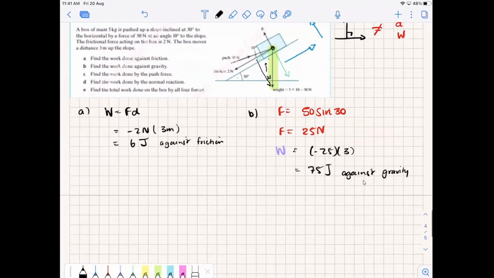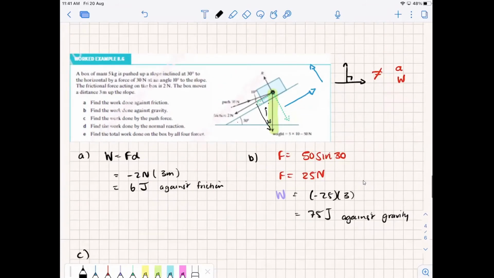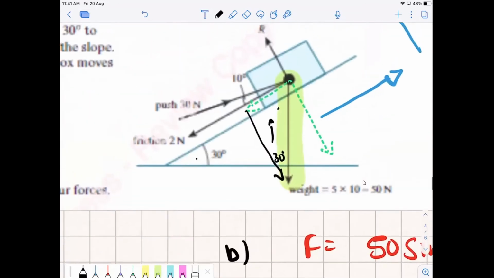All right, let's have a look at C. Find the work done by the push force. Okay, so Toya, where's the push force? I'll even zoom in for you over there. You see the push force, right? It's this guy here, isn't it? It's at an angle. So can I just consider it going up the direction of motion? No, unfortunately, I have to also resolve it into its two different components.